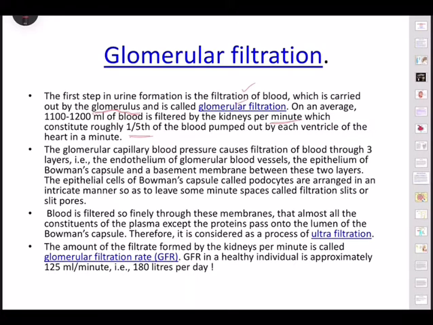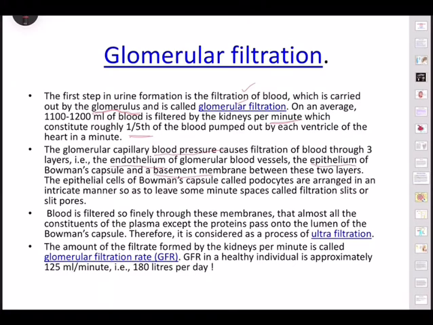Now, the glomerular capillary blood pressure causes filtration of blood through three layers. So there is blood pressure, internal pressure. First, the endothelium of the glomerular blood vessels, then the epithelium of the Bowman's capsule, and the basement membrane.